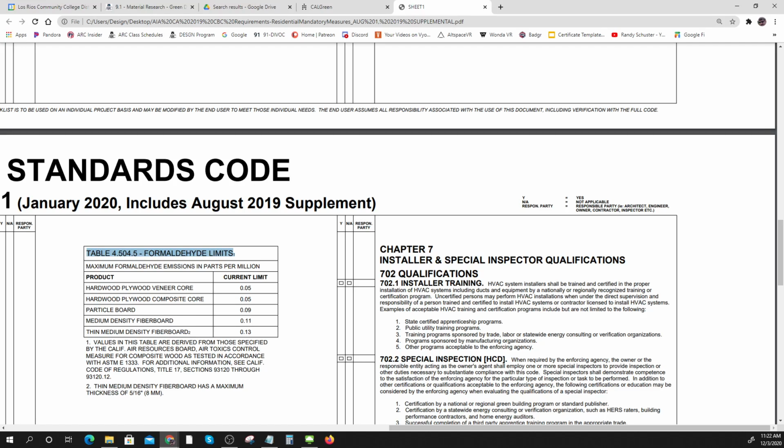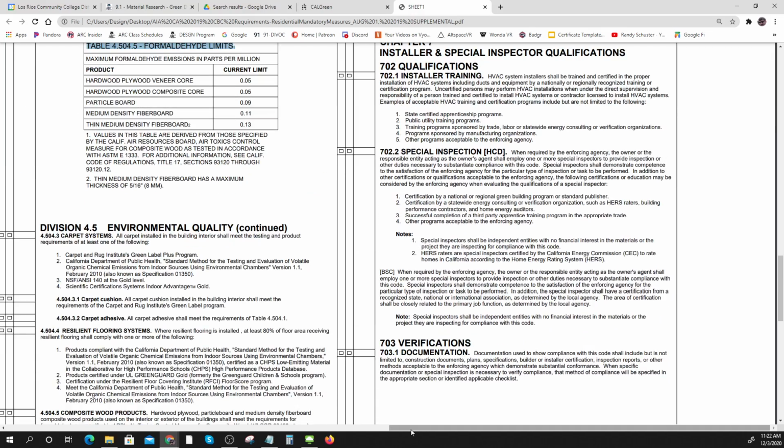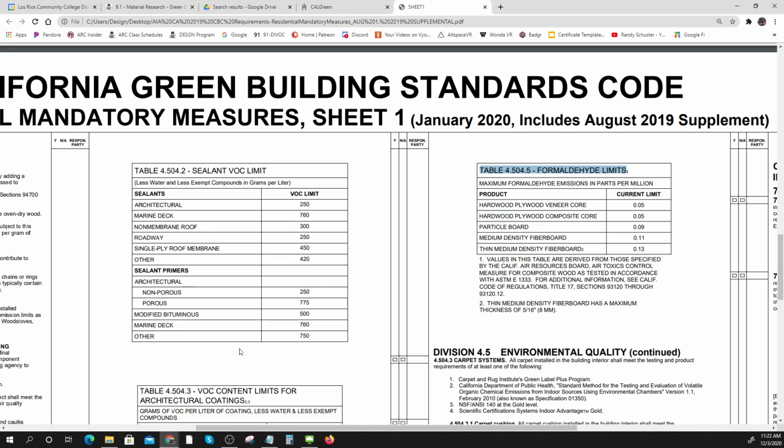For veneer, compound, every particle board, fiber board, thin density. There is so much formaldehyde in our lives that I love to see that we're getting rid of it. VOC limits, that's volatile organic compounds. Those are the things that have been proven to make you sick and tend to build up in your body. Volatile organic compounds. Formaldehyde is one of the main sources of VOCs.